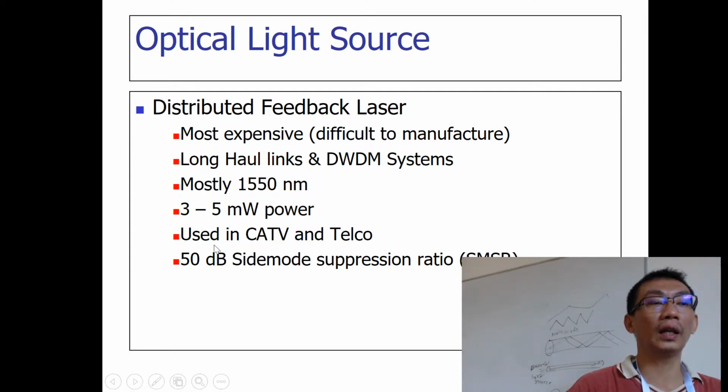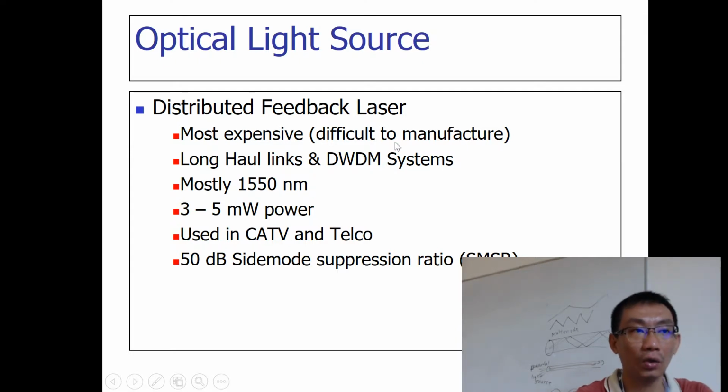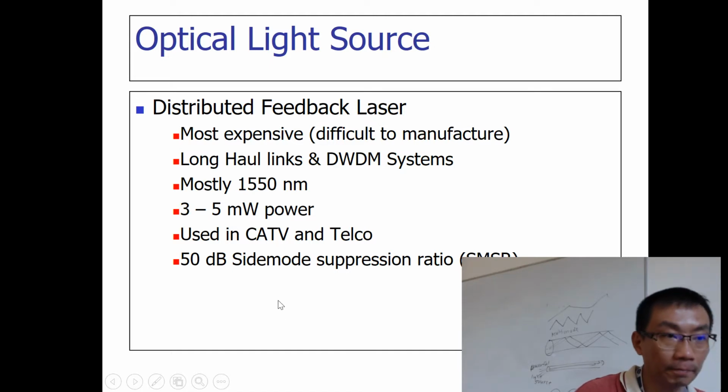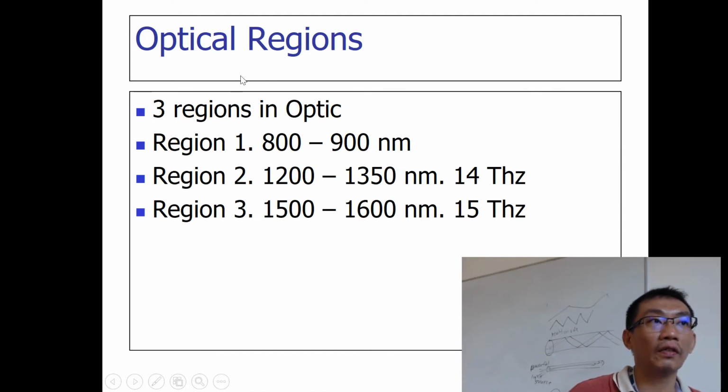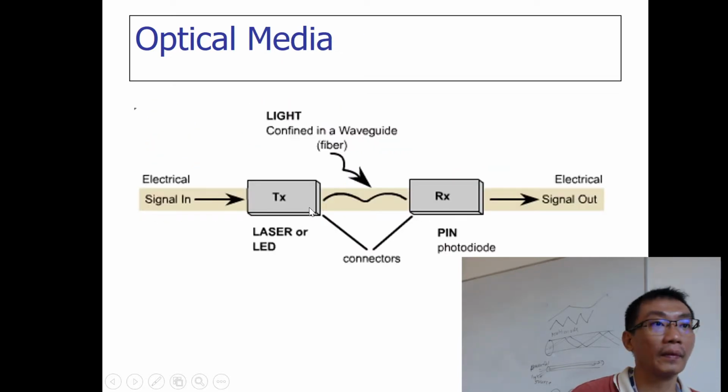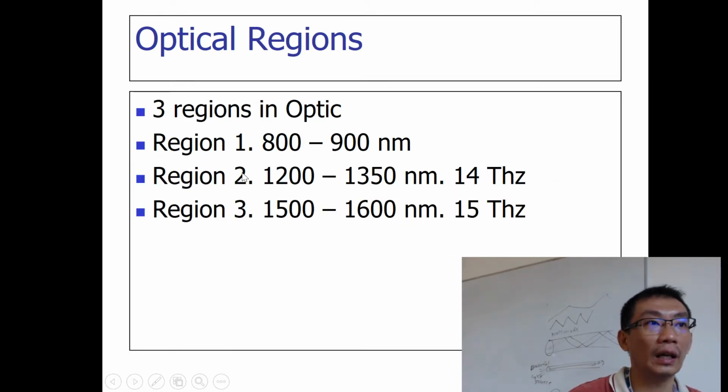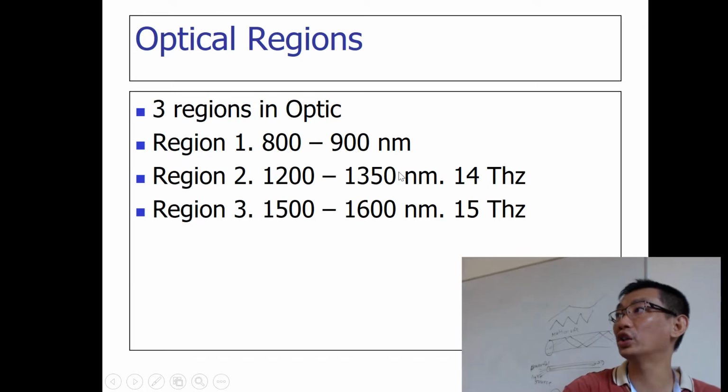So it's used in CCTV and telco. Okay, so in the fiber optics there are three regions. The first region is this wavelength, second region is this wavelength, third region is in this wavelength. In between region 2 and region 3, the 1400 nanometer, that's where you have moistures.